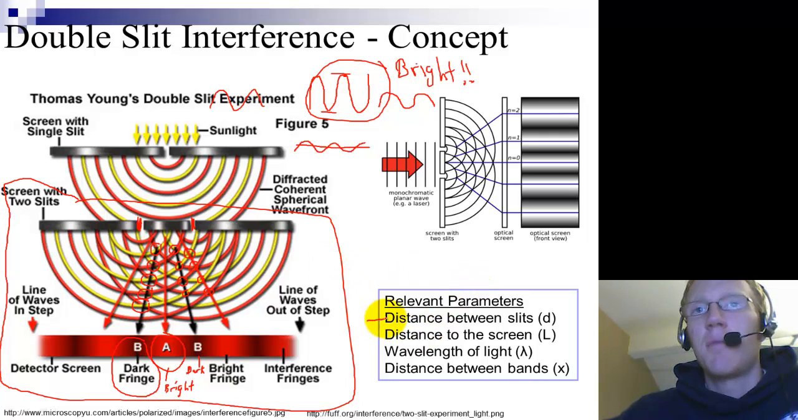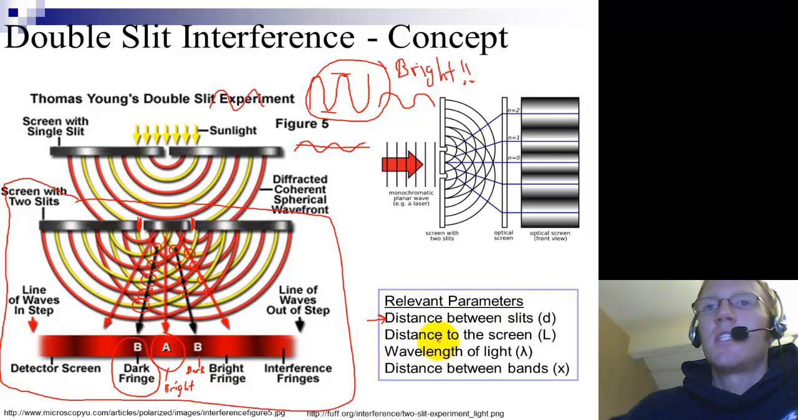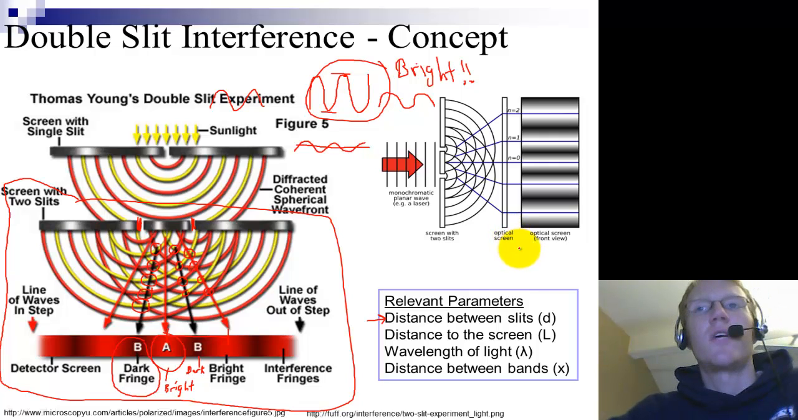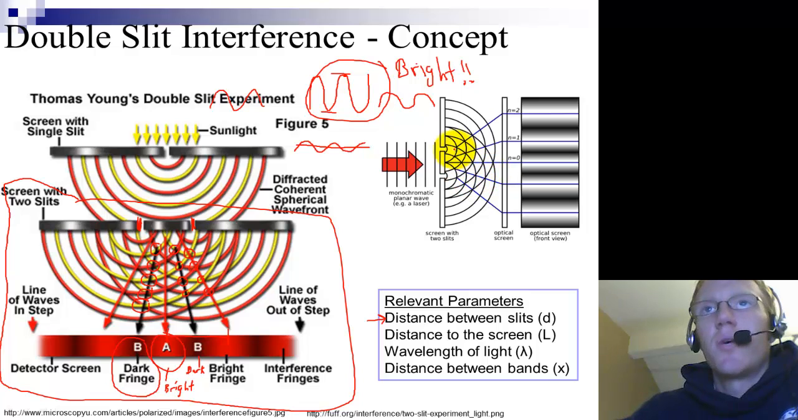So the four parameters which are going to come into play are the distance between the slits, the distance from the screen over to where the slits are, the wavelength of the light coming through, and the distance between the bands. So the distance from here, say, over to here. And we can calculate or derive an equation relating all of these things together. This picture here is just a second image of what's going on, showing the same thing as this one.